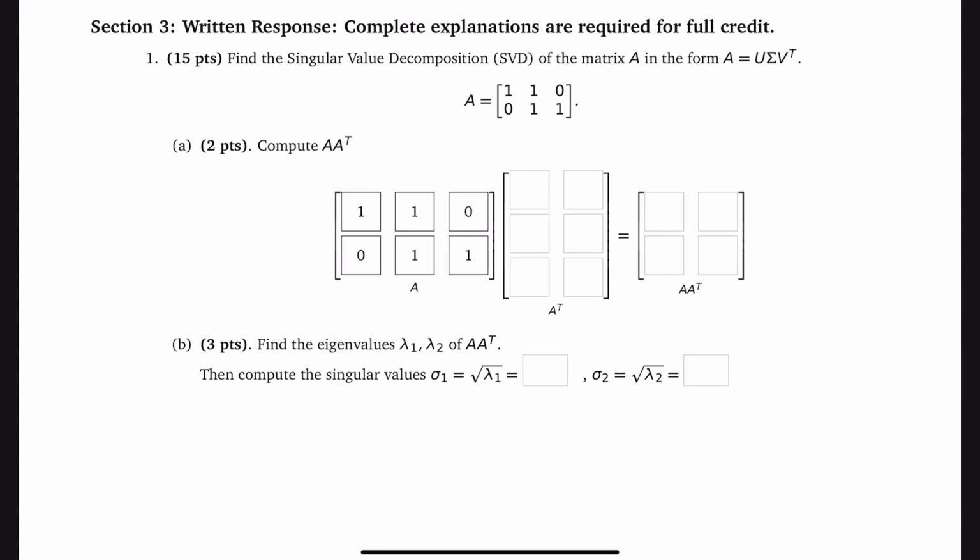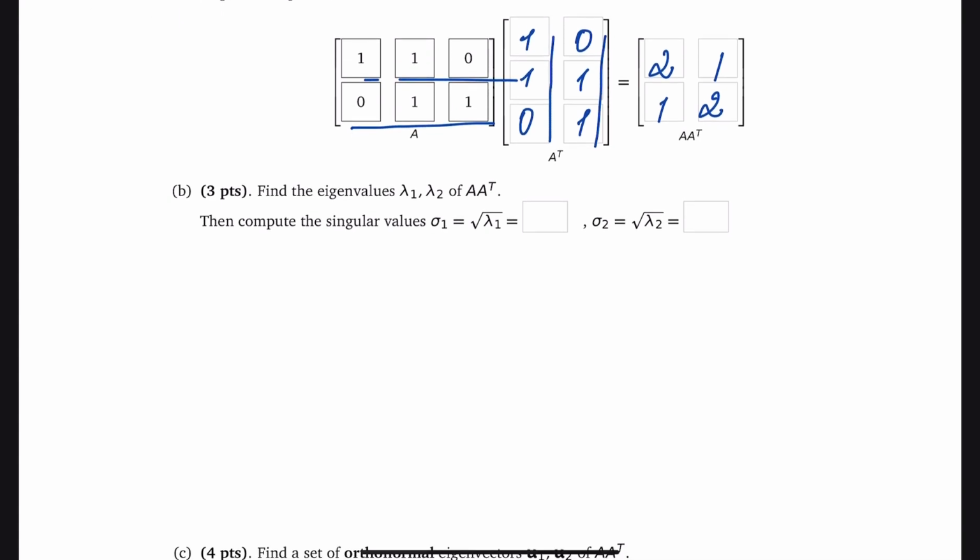The first problem is about the SVD decomposition. We are given a matrix, so we just need to follow all of the instructions given here. Firstly, we are going to multiply A by A transpose. It's going to be 1, 1, 0, 0, 1, 1. If you multiply the first row by the first column, it's going to be 2. The first row by the second column, it's going to be 1. The second row by the first column, it's going to be 1, then 2. So 2, 1, 1, 2. You'll get 2 points for this part. And the second problem, we need to find the eigenvalues of AA transpose.